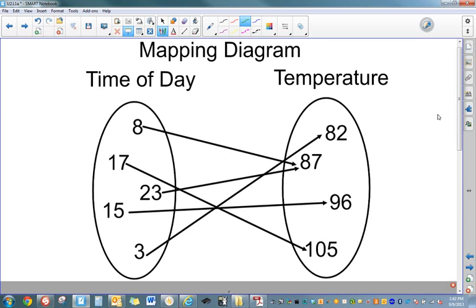8 and 23 have the same temperature. And what else do you see up there? There are arrows on the straight line. Very good. And the arrows are going from which set to which set? Yeah, so the arrows are going from time of day over. Okay, what else? Anything else that you're pulling out of there that you think is worthy of saying to the rest of the class?